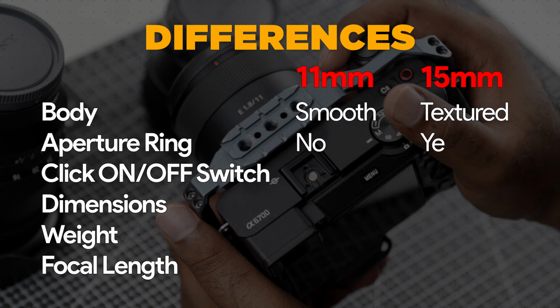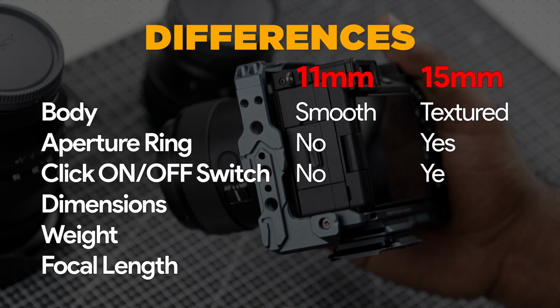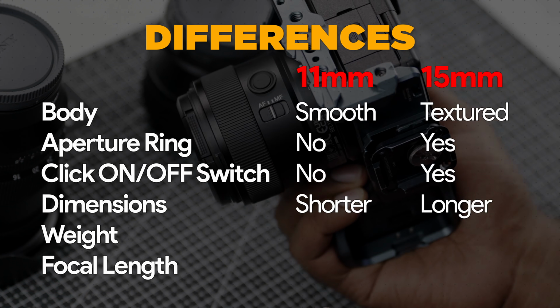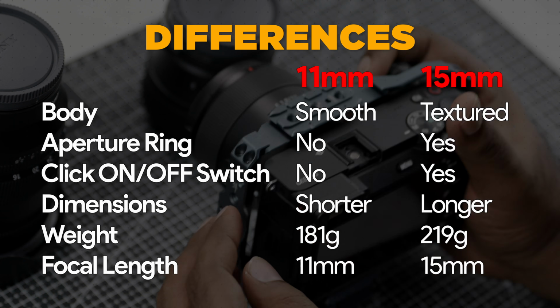There is an aperture ring on the 15mm f1.4 G lens and a switch to make it clicky or smooth. The 15mm f1.4 G lens is also a tad bit longer and 38 grams heavier. And finally, the most obvious difference is the focal length.